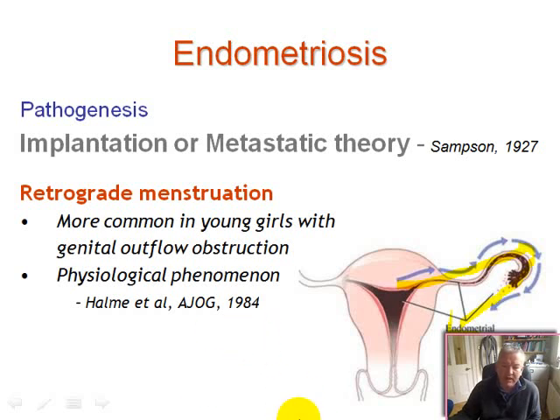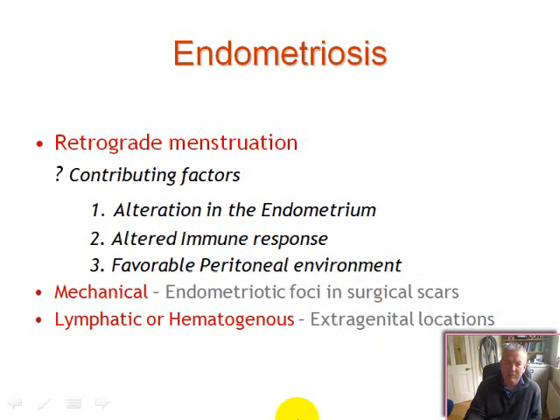Women that we find that have Müllerian anomalies and other outflow obstructions are far more likely to have this. And I suppose it could be seen as a physiological phenomenon, but I think some other factors have to be correct. So we're not quite sure, is there a difference in the endometrium in these women, as to whether their immune response is different, and whether the peritoneal surfaces are different in these women.